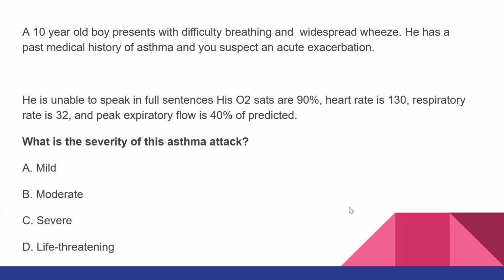So the next question is, a 10-year-old boy presents with difficulty breathing and widespread wheeze. He has a past medical history of asthma and you suspect an acute exacerbation. He is unable to speak in full sentences. His O2 sats are 90%, heart rate is 130, respiratory rate is 32, and peak flow is 40%. This is a classic SBA. It's also an easy SBA for them to put because these things are kind of categorized, and there's very little up for debate on these.